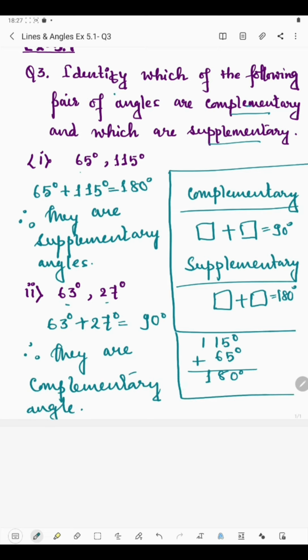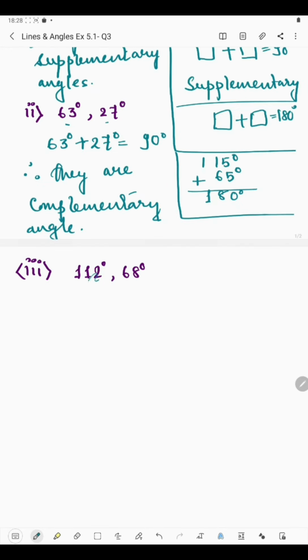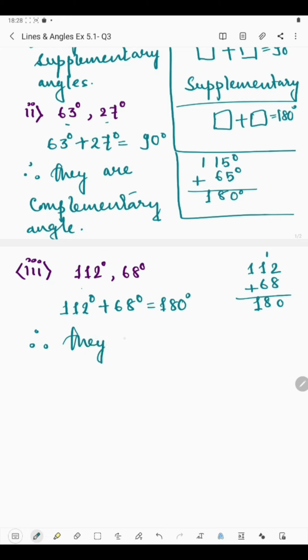Now next part. Now in the third part we have 112 degree and 68 degree. Okay, so we'll add these two angles. So 112 plus 68. So 8 plus 2 is 10, 1 carry, 6 plus 1 is 7, 7 plus 1 is 8. So it's 1. So we have got 180 degree, and since the sum of angle is 180 degree, so the pair of angles are supplementary. So we'll write they are supplementary angles. Okay.